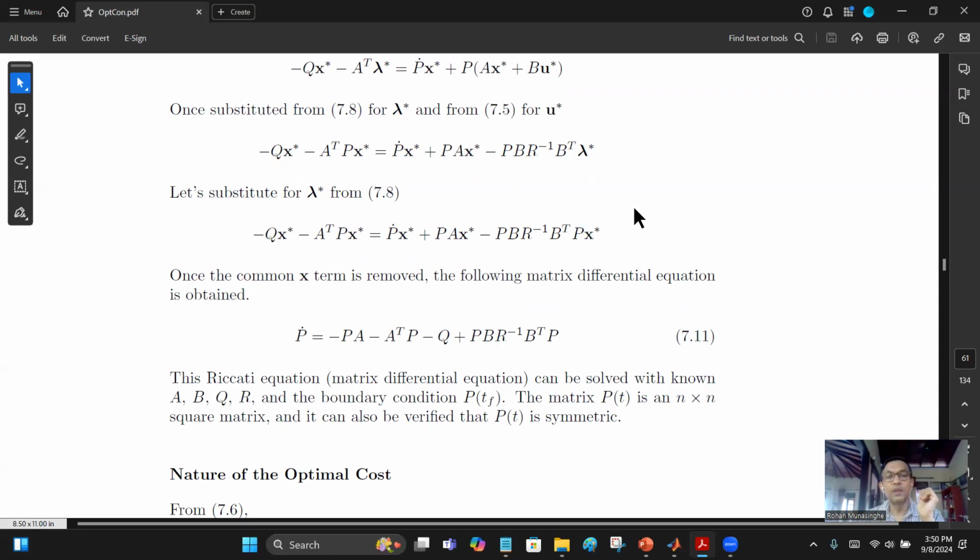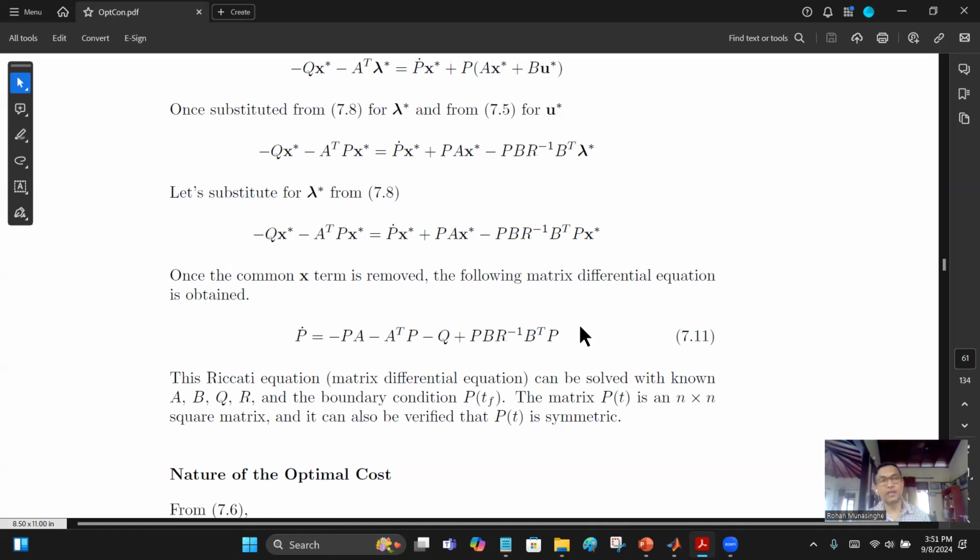Now, eventually, we got rid of lambda. There's no lambda anymore. There's no u anymore, right? Of course, you have x, the state, but every term has x star. It is a common factor and you can take it out. When you do that, you get Q, A transpose P, P dot, P A, P B R inverse B transpose P. And you can arrange it in this way.